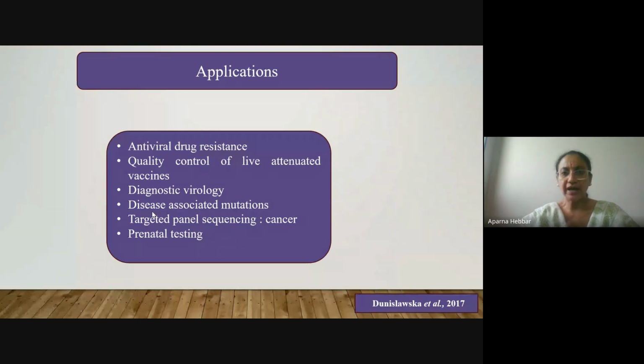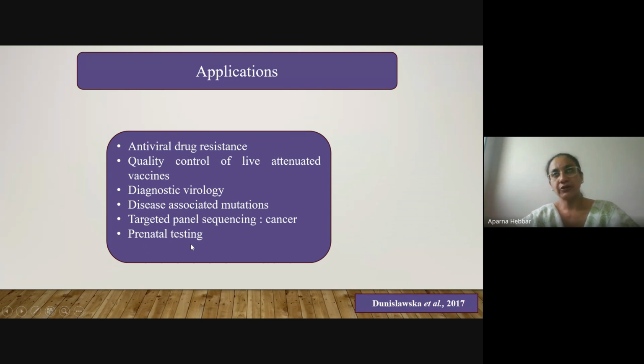Then targeted panel sequencing. Suppose in cancer analysis or cancer detection, there is no need to analyze the whole genome. That means the whole genomic sequence is not required. If a particular organ, for example the lung, is affected and lung cancer has to be detected, at that time only the particular gene has to be sequenced, to see whether there are any deviations or abnormalities. There is no need to sequence the entire genome. So only targeted sequencing can also be done by NGS.